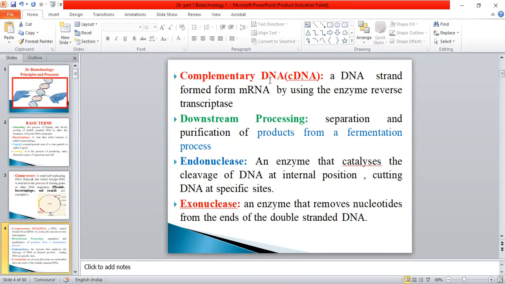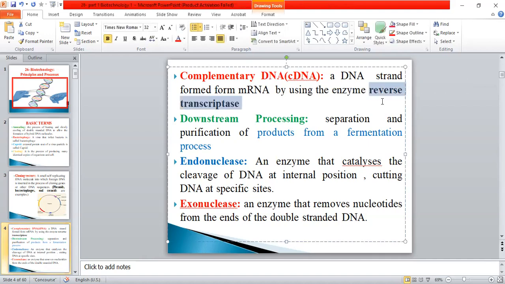Note it down, my dear student. With the help of the enzyme reverse transcriptase. Reverse transcriptase means RNA to DNA. So this process is called complementary DNA, with the help of the enzyme reverse transcriptase.